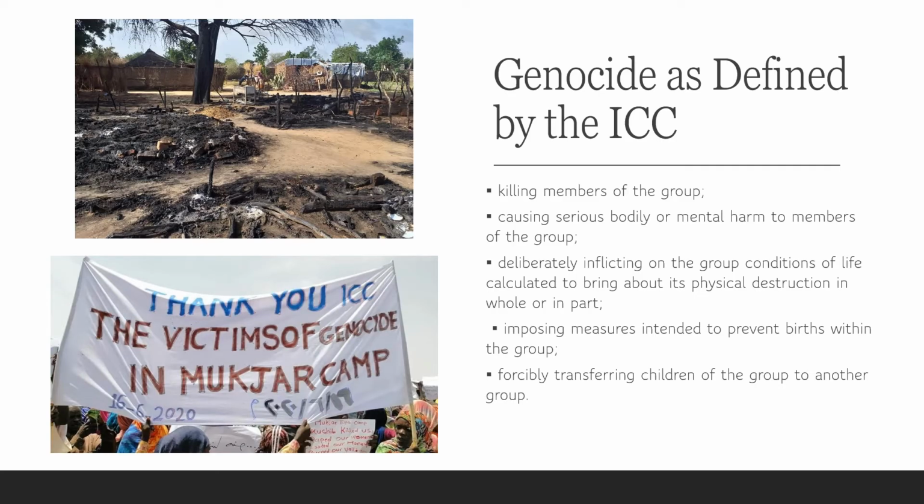The targeting of a group, known as genocide, is defined by the ICC as killing members of a group, causing serious bodily or mental harm to members of that group, deliberately inflicting on a group conditions of life calculated to bring about its physical destruction in whole or in part, imposing measures intended to prevent births within the group, and forcibly transferring children of the group to another group.